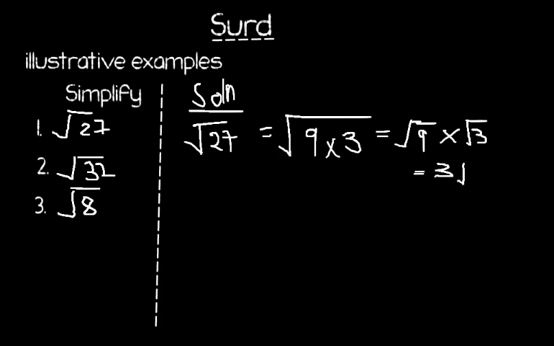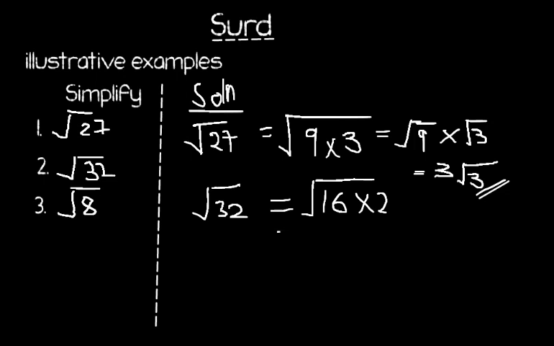Let's go. It's actually 9 times 3. So the root, you share it for both of them. You know that root 9 is 3, and root 3 you just leave it like that because it's irrational. Also, let's go to the second one, which is root 32, which is equal to 16 times 2. Root 16 is 4, and root 2, you leave it like that.